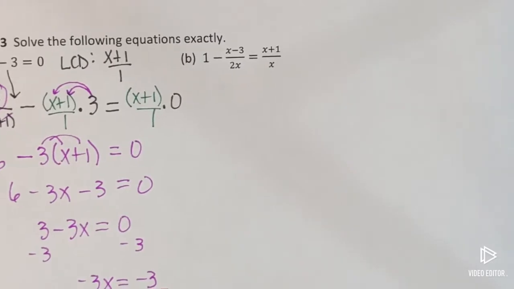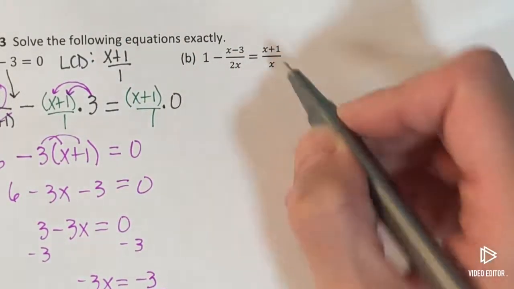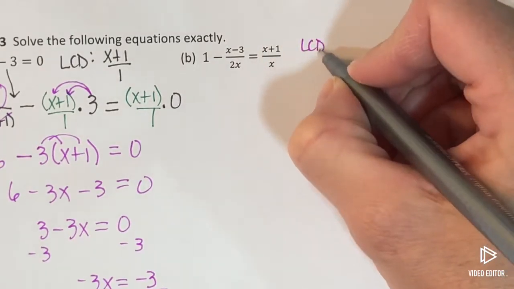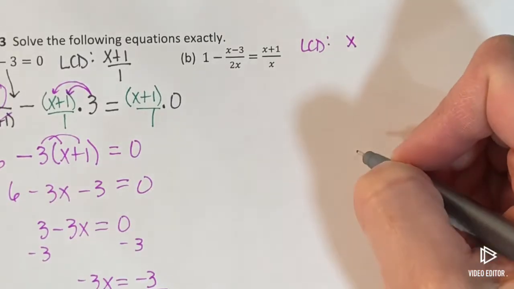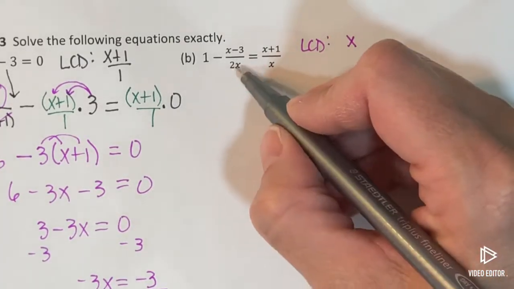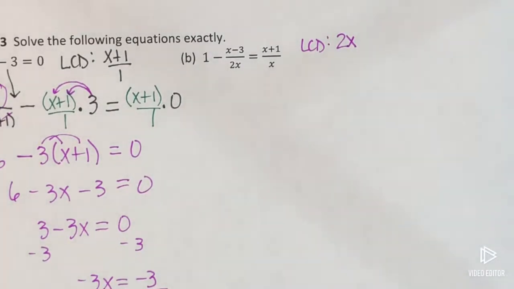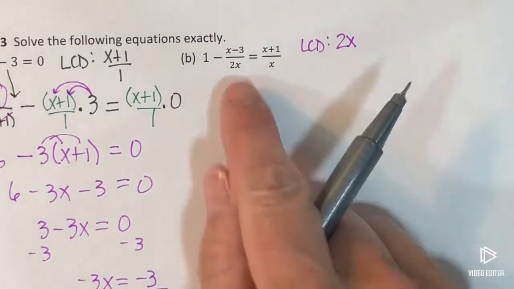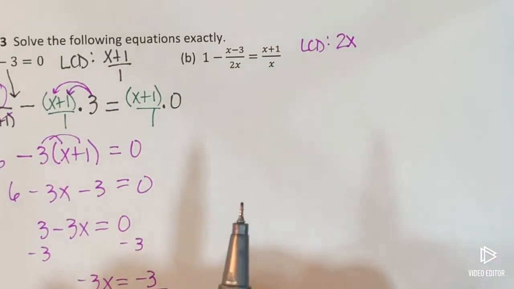Okay, part B. Here I have two different denominators. I have a 2x and an x. So for my LCD, since both of these have an x, I know I have to have an x to divide those out. But because this one has a 2, I also need a 2x. So the goal is to find something that you can divide out all of these fractions by with one time through.